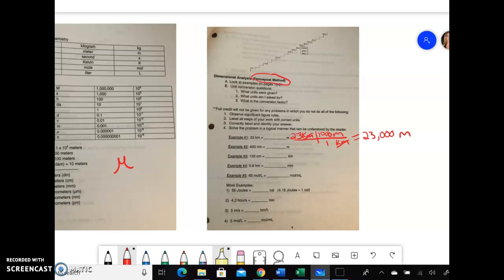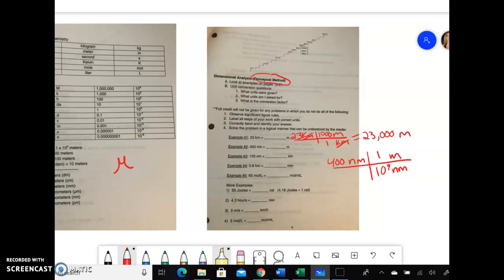Let's try another one. So we have 400 nanometers, nanometers down, and meters on top. I know that nano means 9, so that's how I remember it. And I know that a nanometer is tiny. It's a really small thing. So I'm going to put the 1 with the meter and then put 10 to the 9th nanometers down here because I know it takes a lot of nanometers to make up 1 meter.